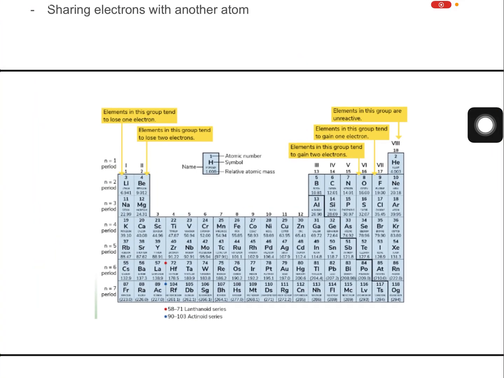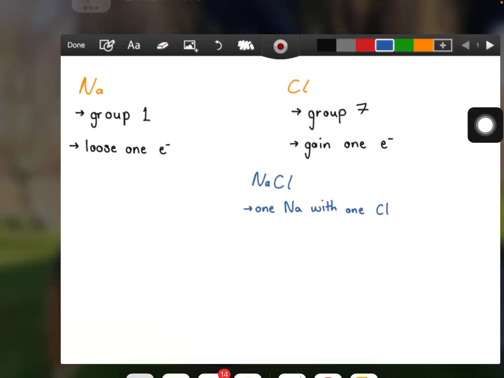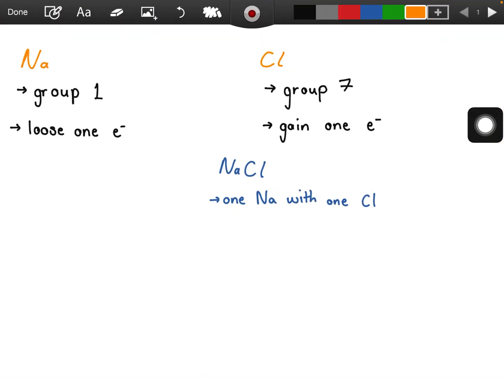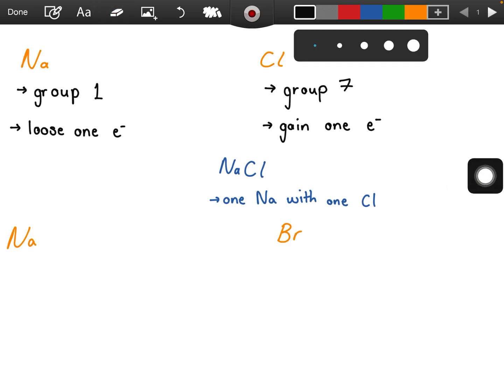Okay, let's have a look at a different one then. So what if I said something like Na again? So Na, and this time let's see how it will pair with bromine. Okay, so you guys can try this one. How are they going to pair up together? So you can pause now and try that.